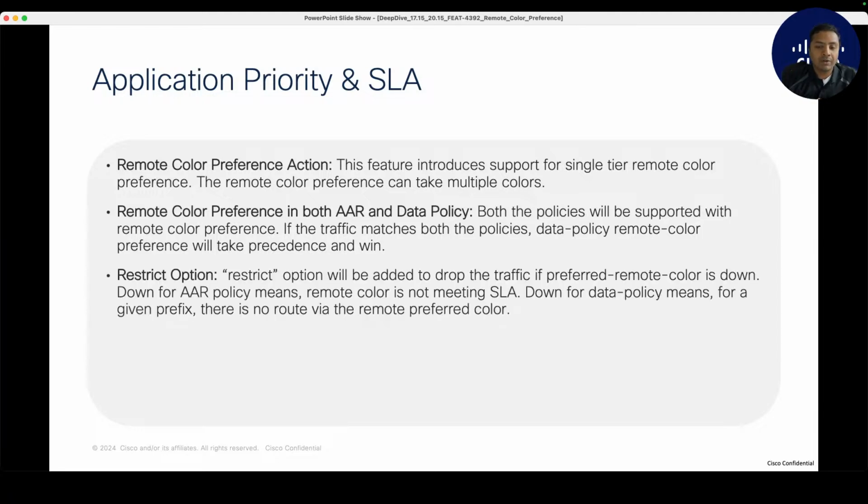Now the restrict option, we talked about it. So in application aware routing policy, what does the restrict option do? Whenever you say restrict, it is going to look for application aware routing. It will check the SLA. If the SLA is not met, then it is going to simply drop the traffic.